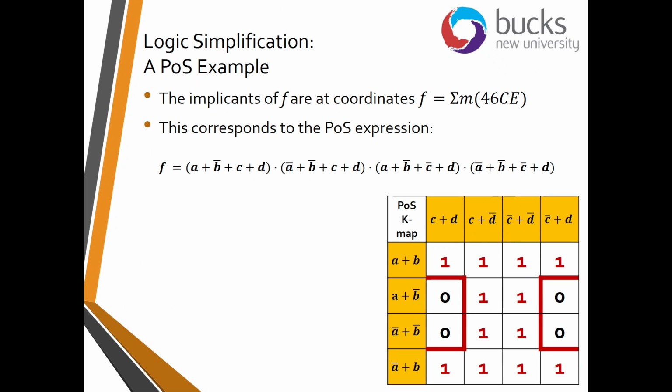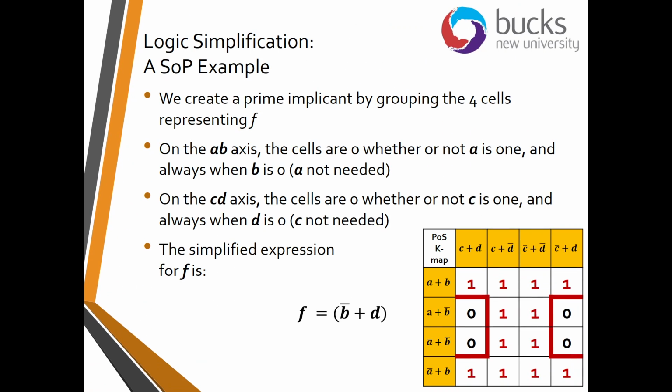So here again, we've got essentially the same example, but this time with zeros. The zeros were for the expression F equals A, not B, C, D, not A, not B, C, D, not A, not B, C, not C, not D, D, not A, not B, not C, not D. Again, we can make our group of 4, create our primary group, and see what doesn't change. What doesn't change here is not B and D. So our expression becomes F equals not B or D in product of sums.